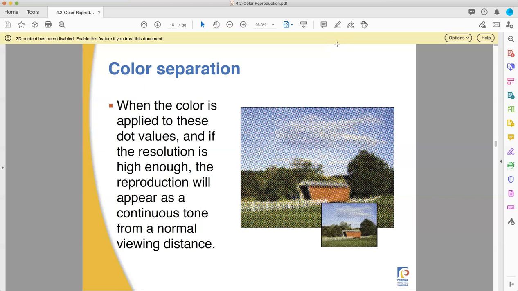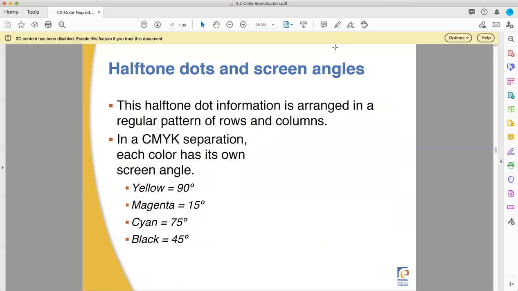As long as the dots are small enough and as long as the dots are close enough together, you don't see the difference. And that's how it works. So screen angles. It's important that these dots get lined up the right way. There's an animation that if Flash was still supported would play right here. I'll find another way of showing you one of these in a separate video on this same lecture Canvas shell.